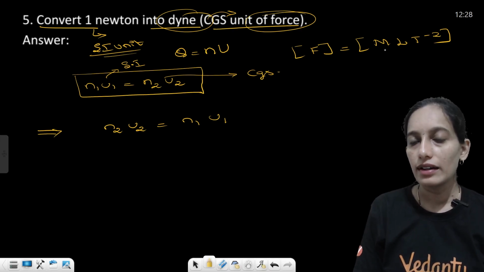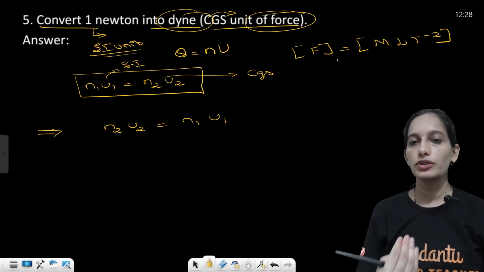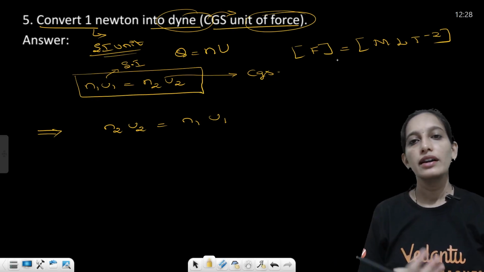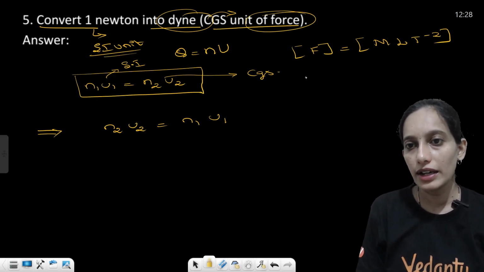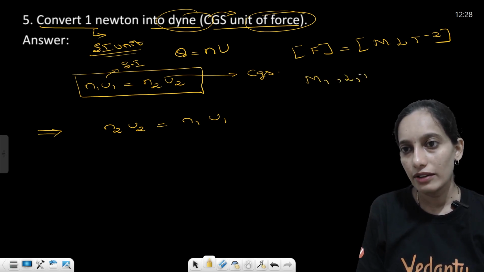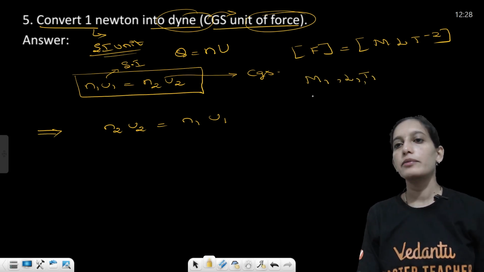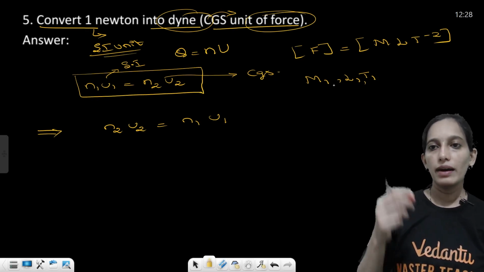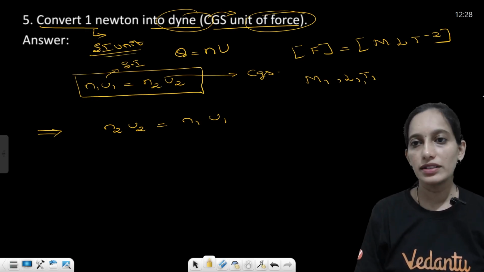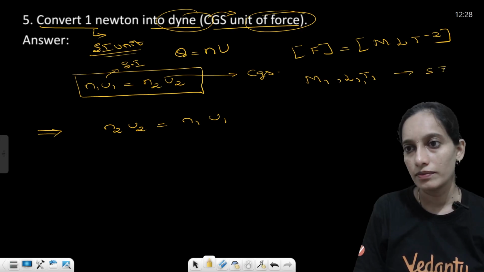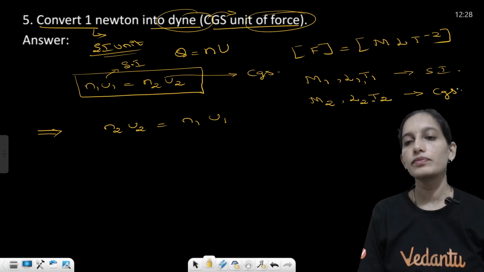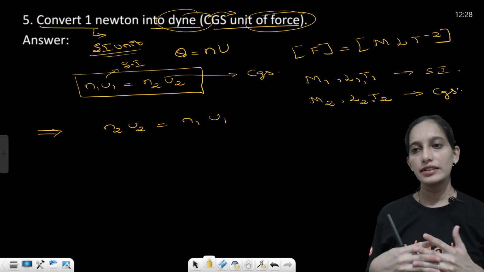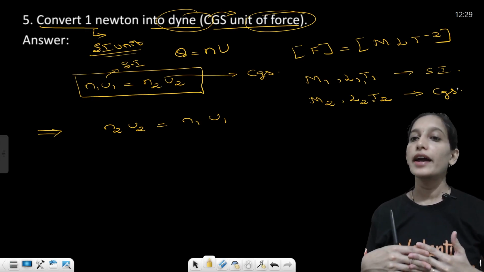Okay, so now we are considering two systems of units. One is SI and the other is the CGS unit. So let us assume M1 L1 T1, okay, M1 L1 T1 are the mass, length and time in the first system, that is SI. Okay, and we will say M2 L2 T2 in the CGS system. Okay, the corresponding mass, length, time in the CGS system I am taking as M2 L2 T2.